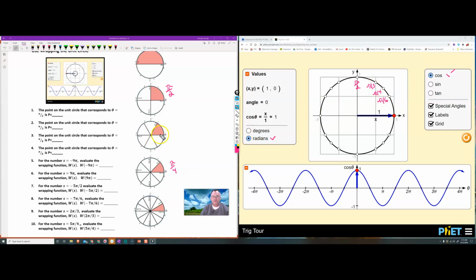Pi over 3, we cut the top half of the circle into 3 parts, and the bottom into 3. And then this arc length right here is pi over 6. So the top half of the circle is 6 pieces, and the bottom of the circle is 6 pieces as well.